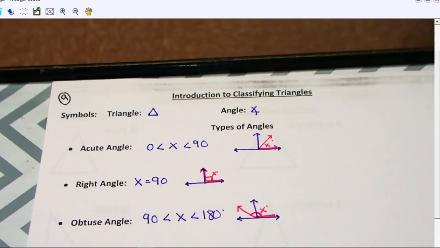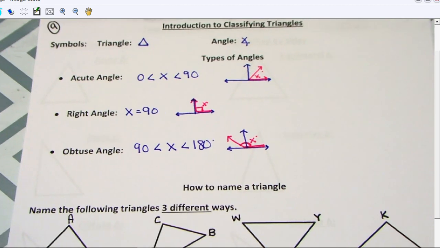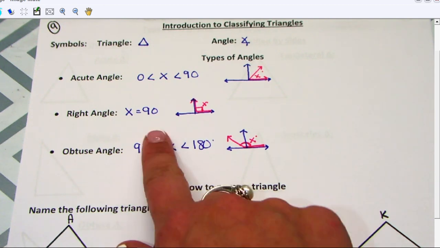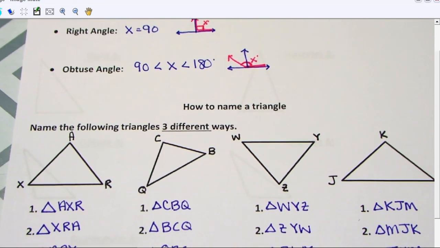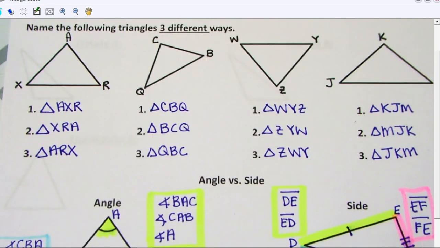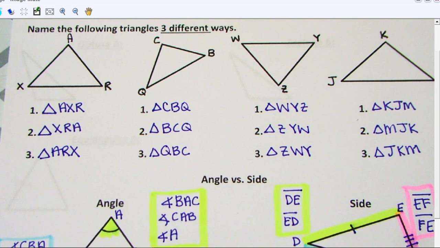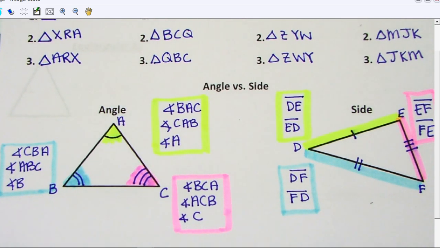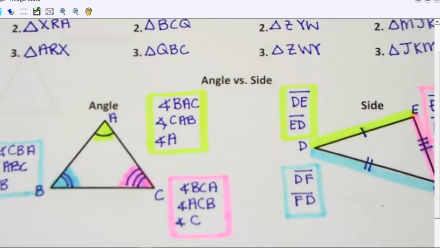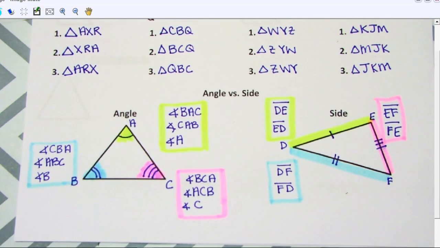Okay, real quick to make sure. Triangle symbol is a little triangle. Angle symbol is a little angle. Acute angles are between 0 and 90. Right angles are equal to 90. And obtuse angles are between 90 and 180. Go back down. To name triangles, we use 3 letters. You have to put the triangle symbol and follow a pattern. And then when naming and identifying segments and angles, you got to put the angle symbol for angles, and then segment symbol for segment.